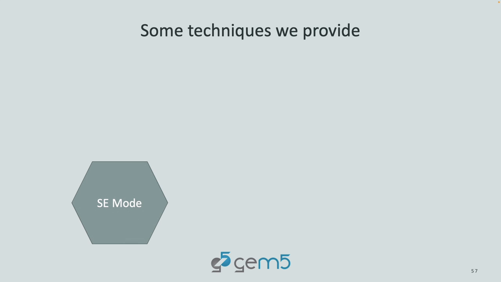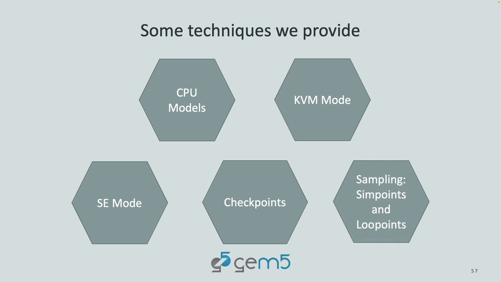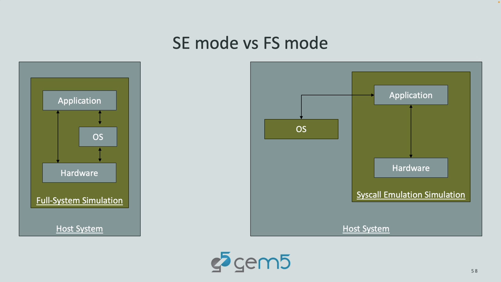So, some techniques we provide. I'm going to go through each of these in detail, but just so you know their names: SE mode, using different CPU models. Okay, we touched on that before. Checkpoints, which is kind of what you think it is. KVM mode, some of you may know this, some of you may not, I'll go over it. And sampling. I'm not going to go too much into sampling, but it's well worth going over because I think it's going to be a bigger thing going forward in gem5. Right now, it's not a very important thing.